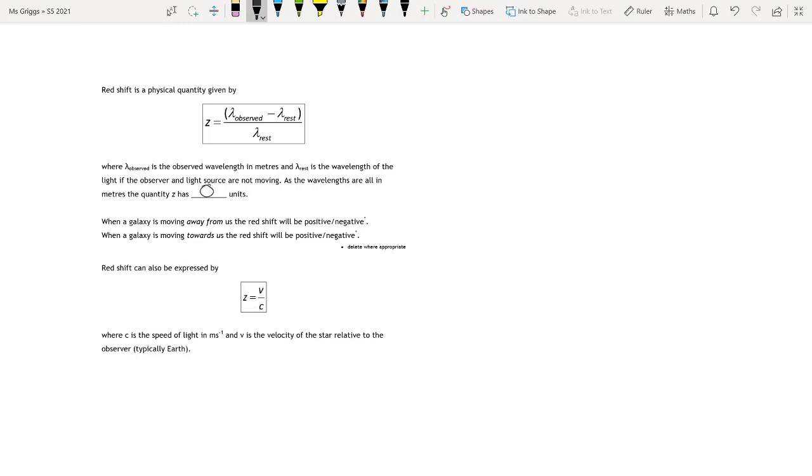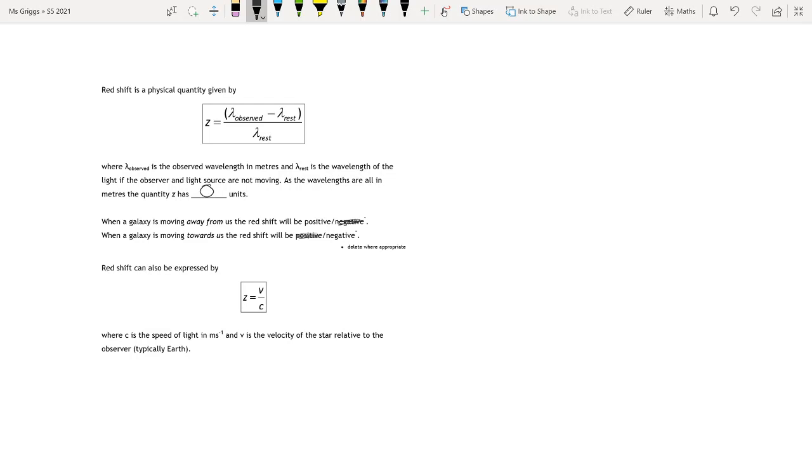So when a galaxy is moving away from us, the redshift should be positive. Because if you think about it, if a galaxy is moving away from us, the observed wavelength will be stretched out. Remember that slinky? Something's moving away from you, the wavelength is bigger. So bigger minus smaller divided by smaller gives you a positive. However, if it's moving towards you, the observed wavelength will actually be smaller than the rest wavelength. So it'll be smaller minus bigger, so it will give you a negative value. Okay, so you can tell by looking at the redshift value whether it's positive or negative, whether it's moving away from us or towards us.